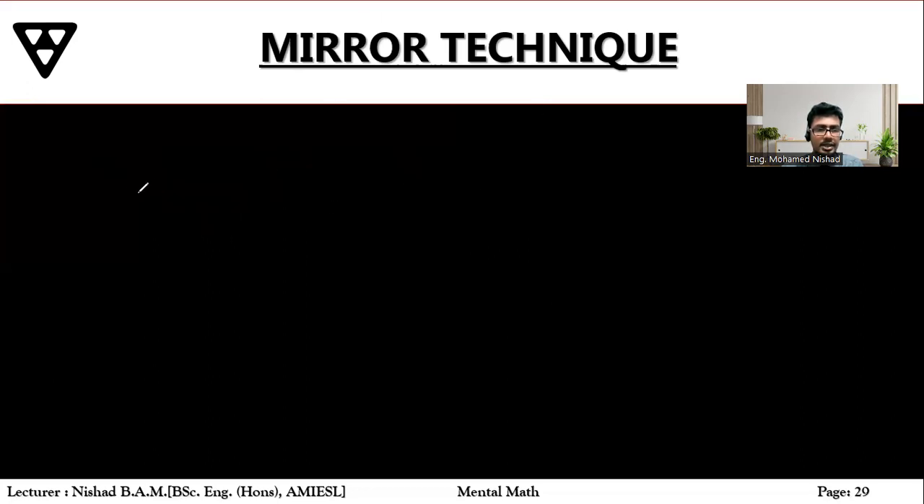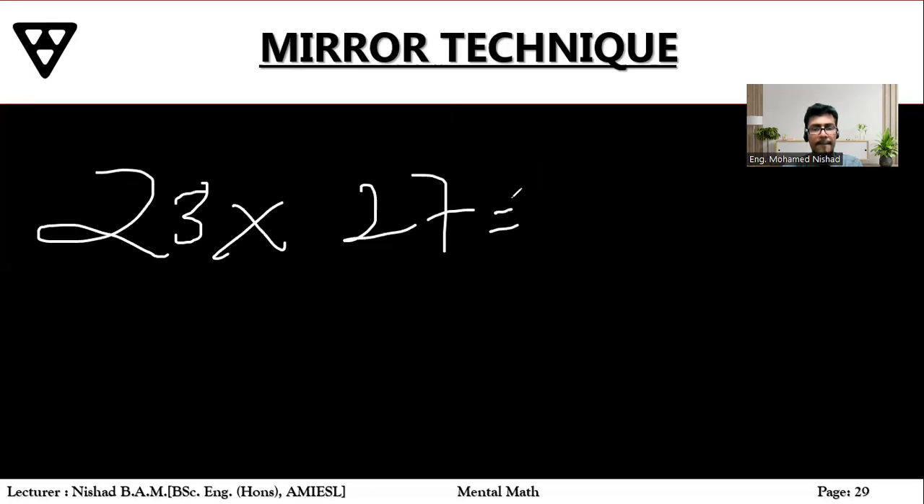Okay, then how much will it be for 23 times 27? How much will it be? 600?